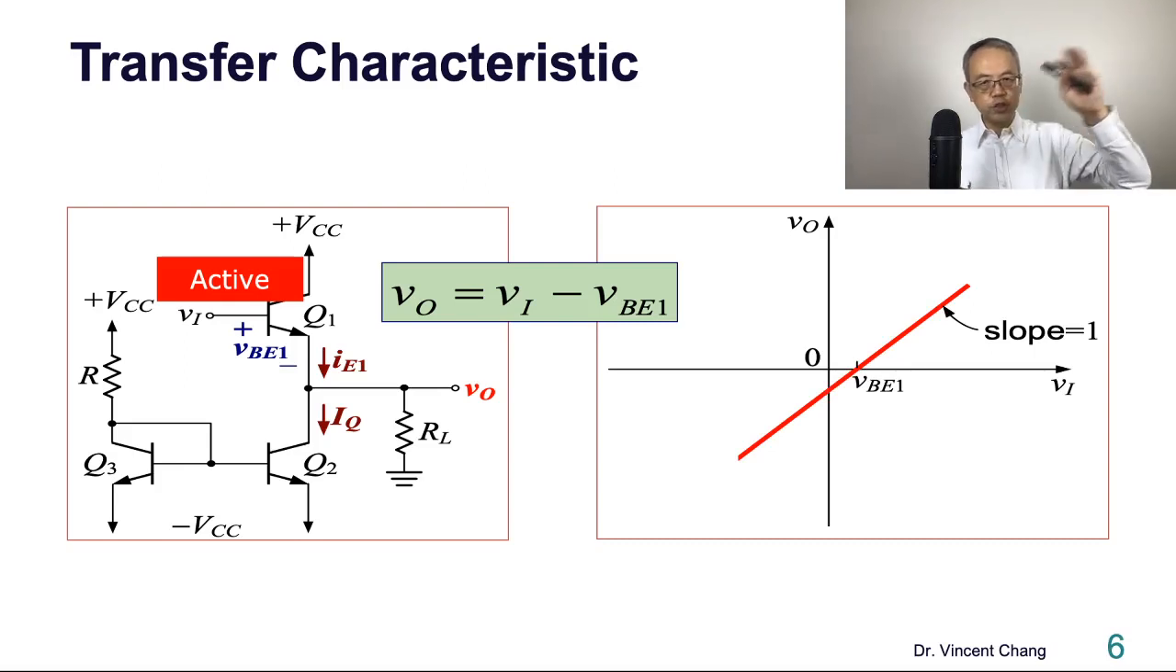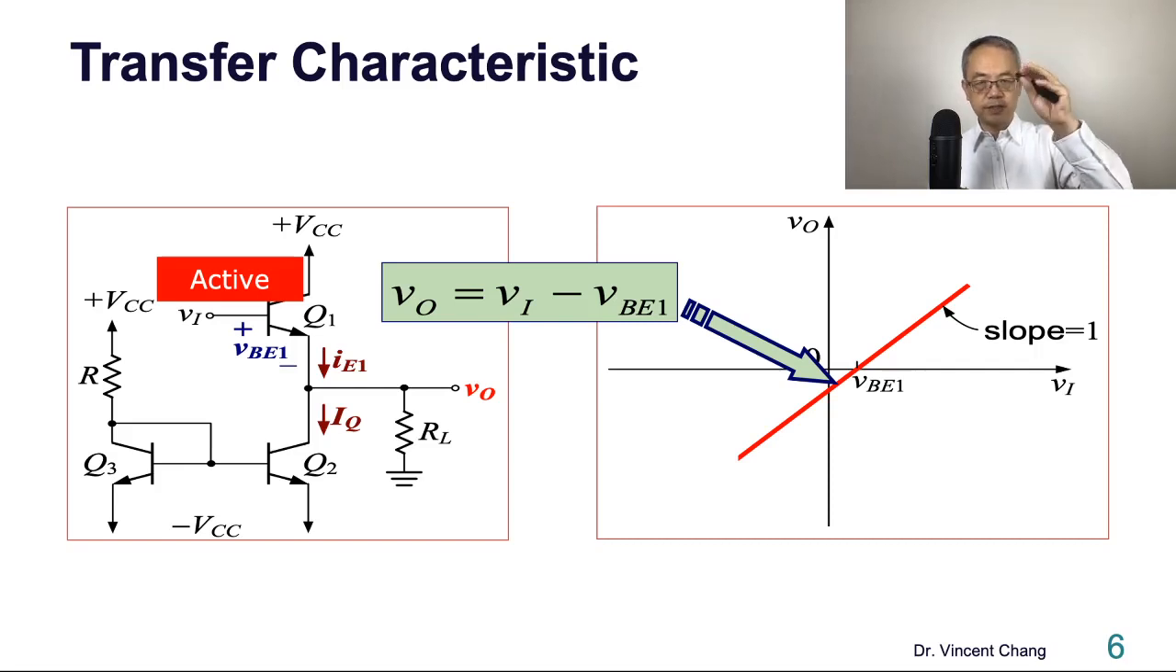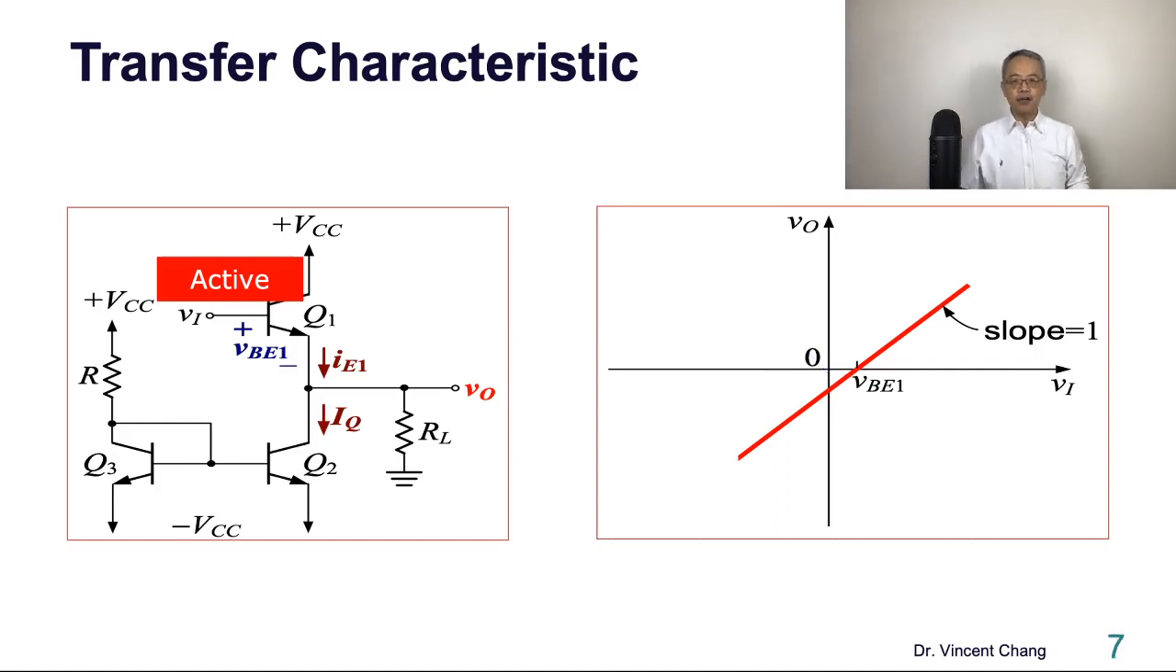So the relationship is a straight line, right? It's a straight line to describe the relationship between VO and VI. So it's the linear region. When Q1 is in active region, it's a linear region.